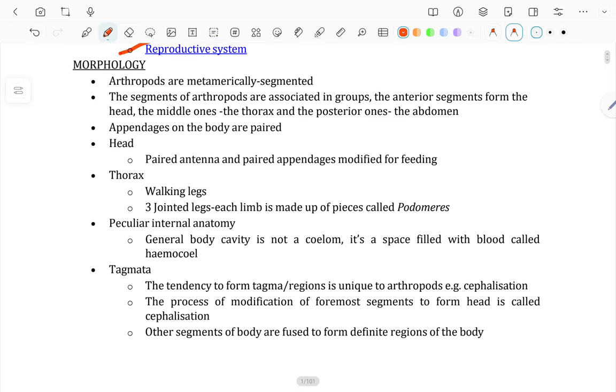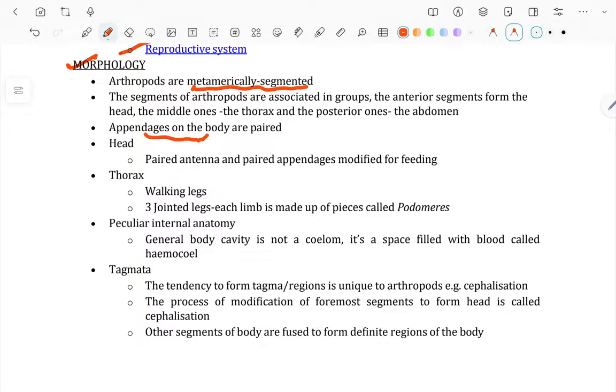Morphology of Arthropoda. Arthropods are metamerically segmented. These segments of arthropoda are associated in groups: the anterior segments form the head, the middle one the thorax, and the posterior one the abdomen.